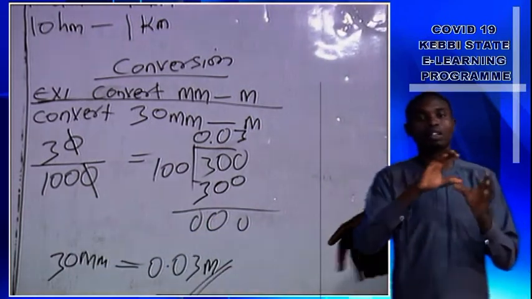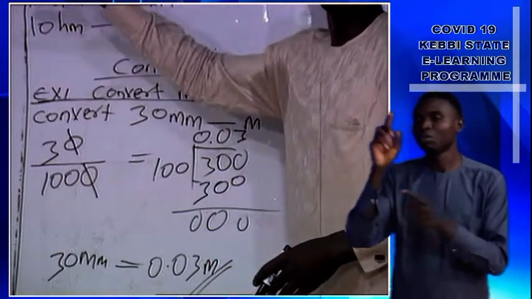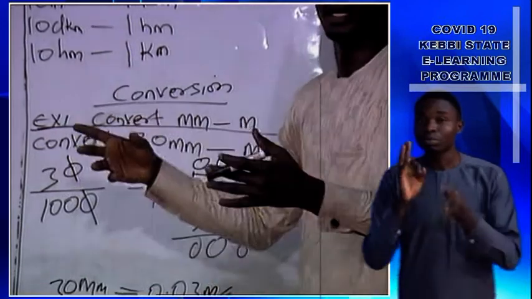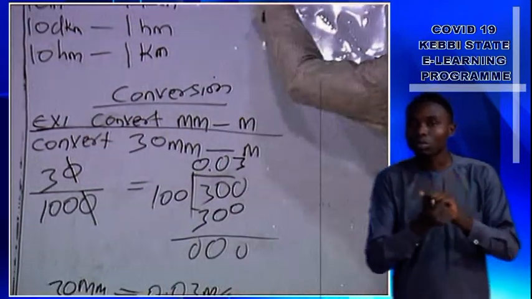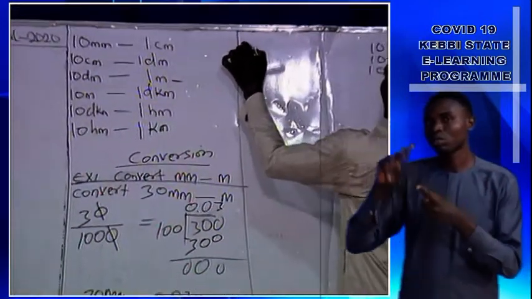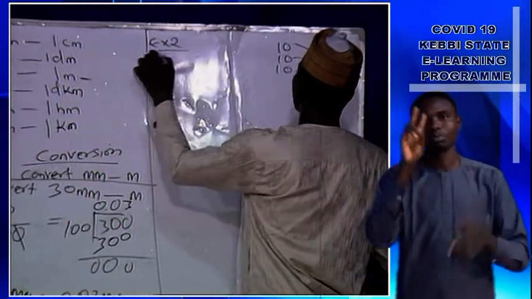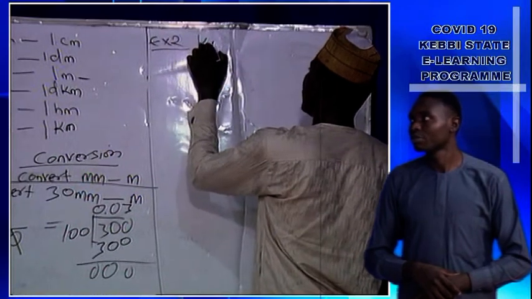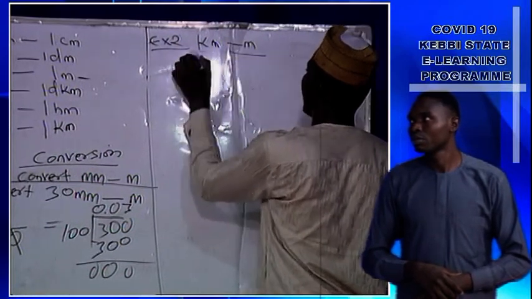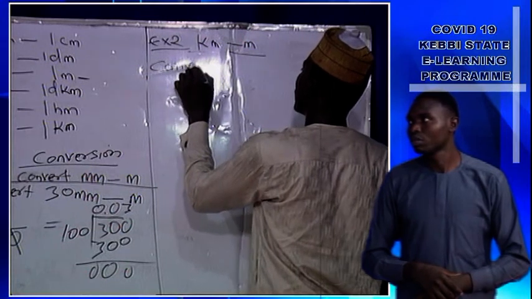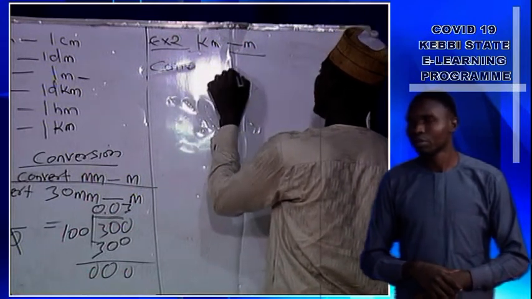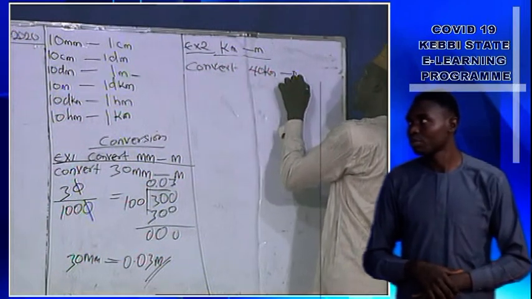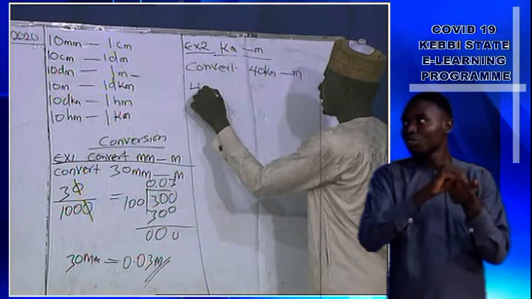Then let us convert kilometer to meter. If we want to convert kilometer to meter, what can we do? Let's take it as example 2. Kilometer to what? To meter. Convert, let's say, 40 kilometers to what? To meter. Here is 40.